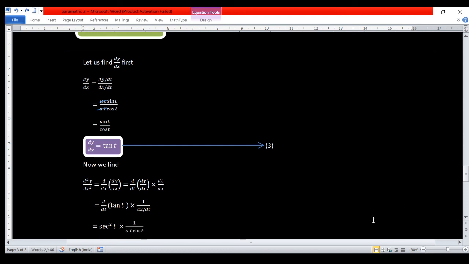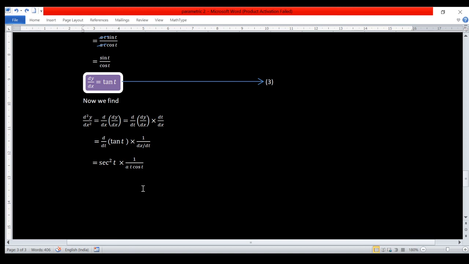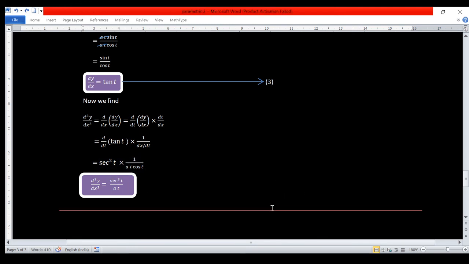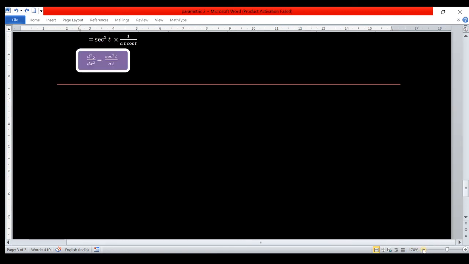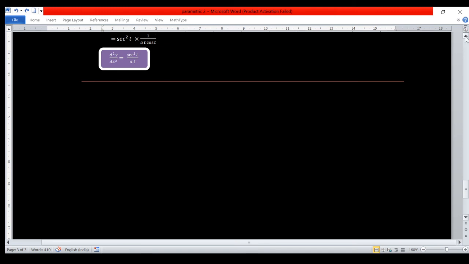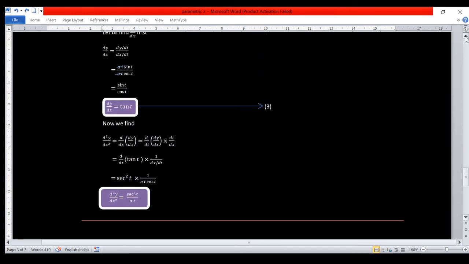What is that? a t cos t. So that will give 1 by cos t, which is sec t, another sec t. So sec t into sec² t is sec³ t. Denominator as such, a t. So d²y/dx² is equal to sec³ t divided by a t. That's all. This is the higher order derivative. Thank you.